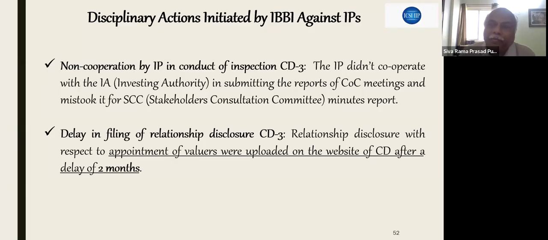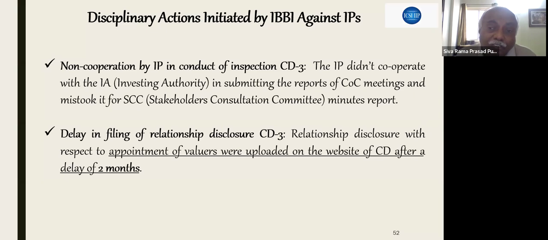Or IPA, dual control. The IP did not cooperate with the investigating authority in submitting the reports of the COC meeting and the stakeholders committee minutes. Whatever papers they ask for, if it is a part of the regulation, we should mobilize and give the information. Otherwise, in his report he will mention all these gaps, and accordingly he will submit the report to the DC also.